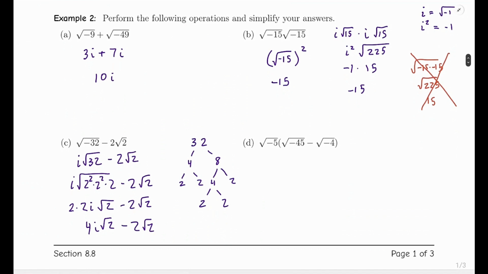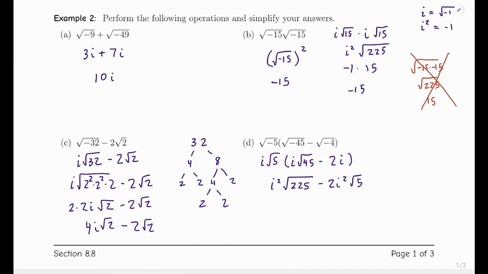Part D, square root of negative 5 times the square root of negative 45 minus the square root of negative 4. First thing we're going to do is take all the i's out, so it's i square root of 5, i square root of 45, and then minus 2i. Now I'm going to distribute, we get i squared square root of 225 minus 2i squared square root of 5.